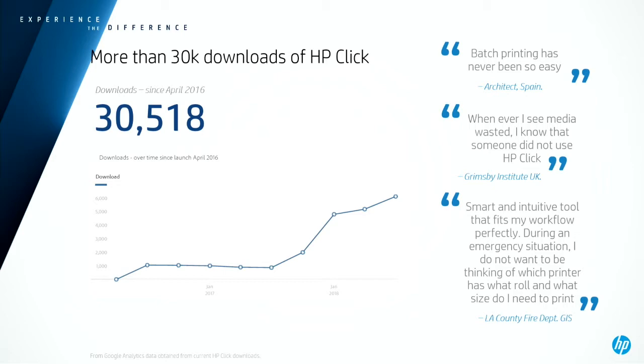And the last one, which is my favorite, is "a smart and intuitive tool that fits my workflow perfectly. During an emergency situation, I do not want to be thinking of which printer has what role and what size I need to print." And that's because we have bidirectionality with the printer. HP Click is able to know which media is loaded and which printer is connected to the network.